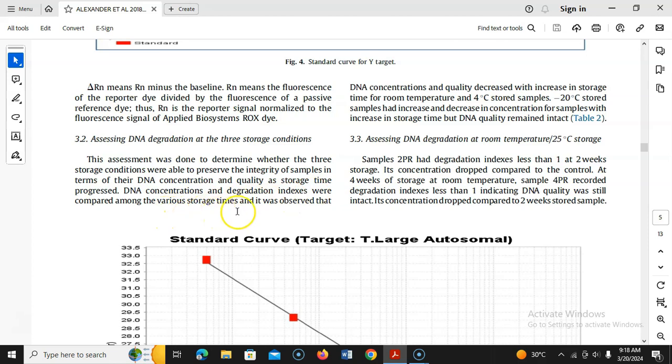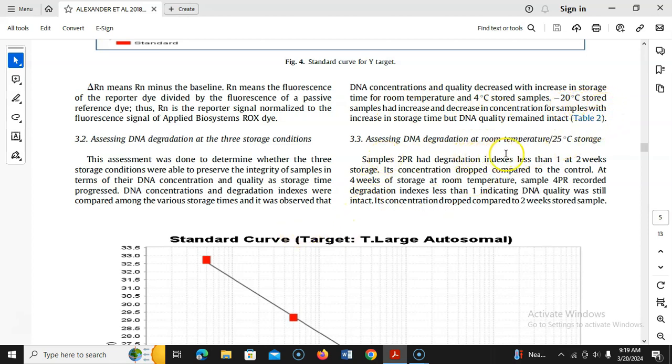DNA concentrations and degradation indices were compared among the various storage times, and it was observed that DNA concentrations and quality decreased with increase in storage time from room temperature and 4 degrees Celsius stored samples. Minus 20 degrees Celsius stored samples had increase and decrease in concentration for samples with increase in storage time, but DNA quality remained intact. So these were the three laboratory storage conditions: room temperature, 4 degrees Celsius, and then minus 20 degrees Celsius.